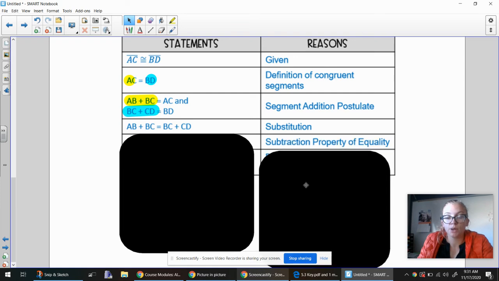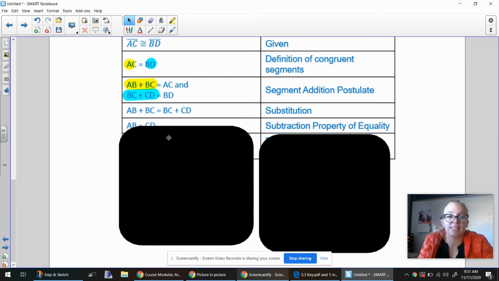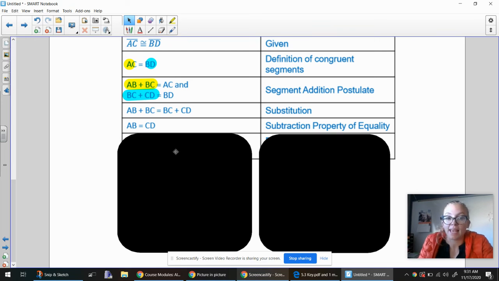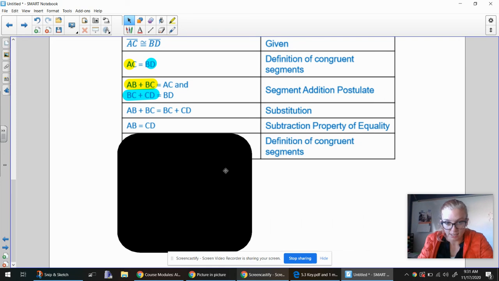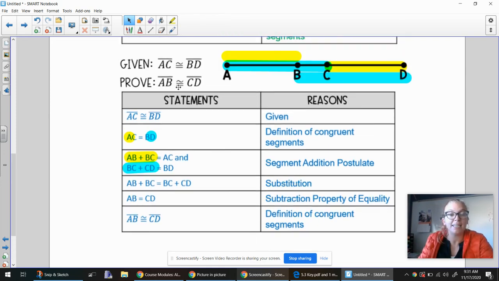Once we substitute, we're going to use the subtraction property of equality and actually subtract BC from both sides of the equal sign, leaving us with AB equals CD. The definition of congruent segments gets us to our last step, and we have proved that AB is congruent to CD. The goal of a proof is just to make sure that you have justification for every single thing you do. Even if it seems like common sense, you still need justification.